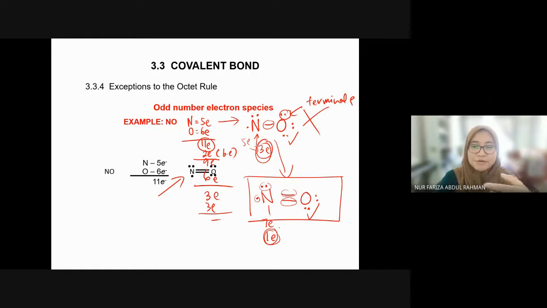Later if it wants to form ions, it only needs 1 electron. If you leave it like this, it needs 3 electrons from others in order to achieve octet. So that's a lot. So that's why we adjust within the molecule itself. So that is why for NO it has a double bond between the nitrogen and oxygen. Okay, understand? So for NO we do not have a charge, right? That's why it is an odd electron species.